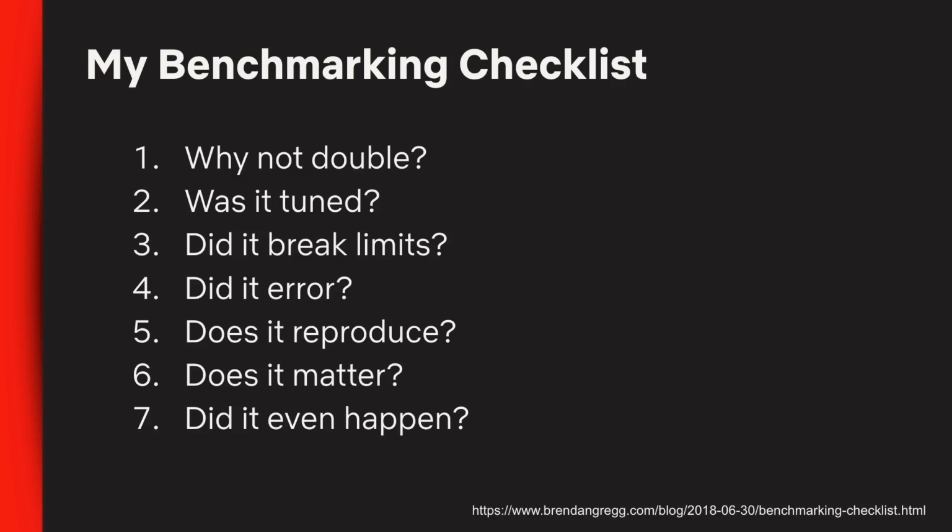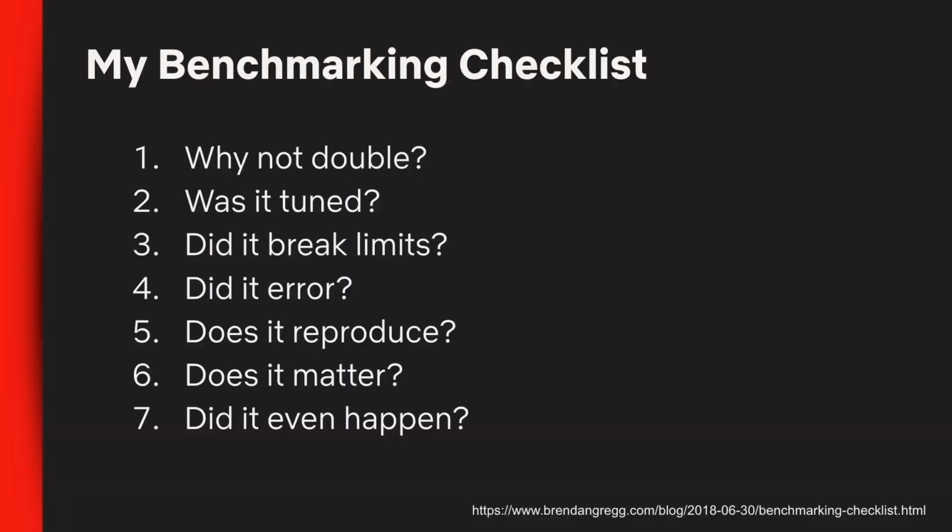I've published a benchmarking checklist to help you go through this in more detail. And the first two items are especially helpful. The first is, why wasn't the result double? Answering that can help you identify what's the true limiter and whether that makes sense. And the second one, was it tuned? Nowadays, with so many new processor features coming out, it's important to fairly evaluate the performance of a processor by turning on all these special features. And so that's an excellent thing to check as well when evaluating benchmarks, to see if all of those things have been turned on correctly.